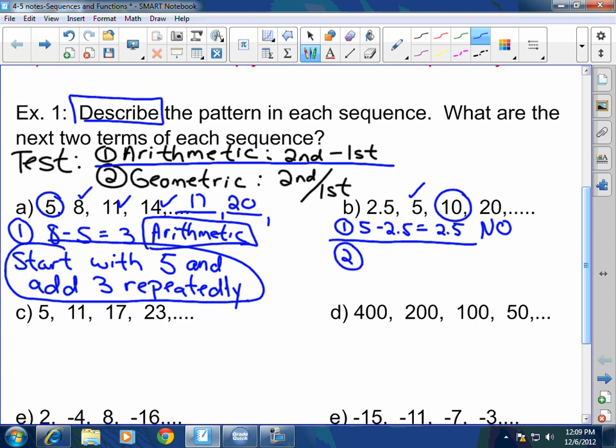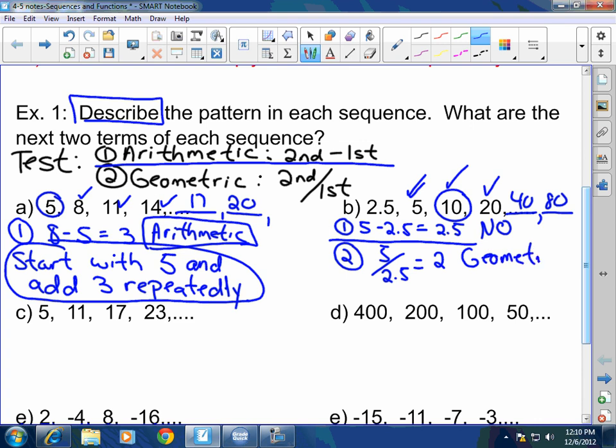Let's check if it's geometric. Second term, which is 5, divided by first term, which is 2.5. What's 5 divided by 2.5? 2. What's 2.5 times 2? 5. Works. What's 5 times 2? Works. What's 10 times 2? Works. What are my next two terms? 40 and 80. So since the second test worked, this is a geometric.